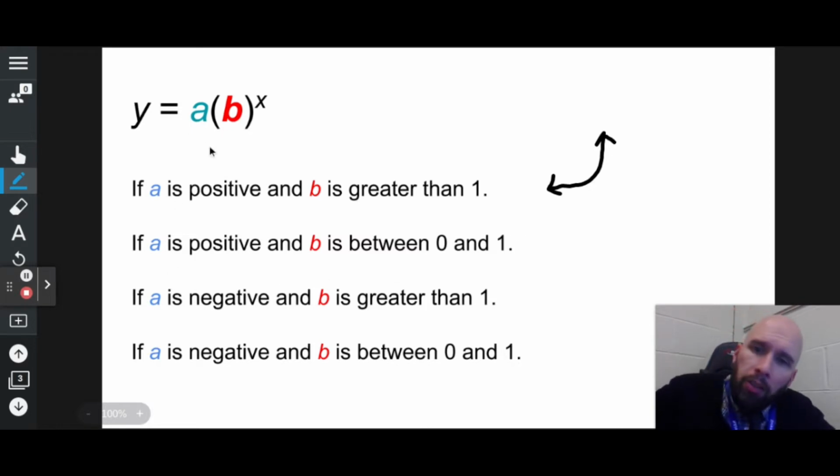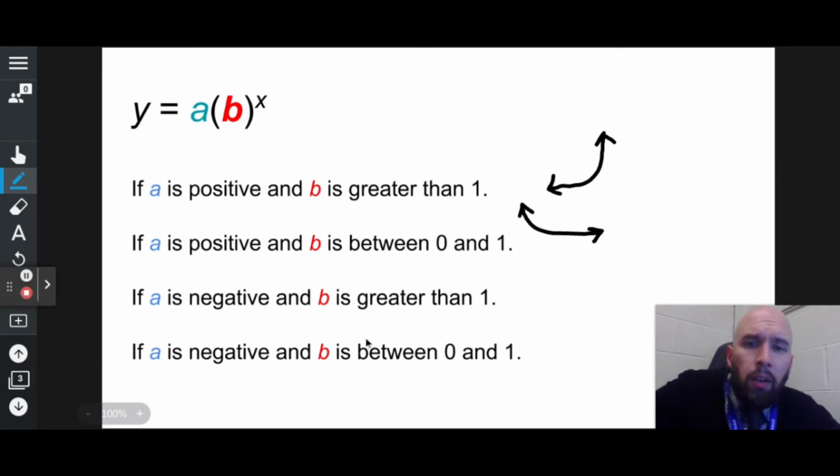But if A is positive and B is in between 0 and 1, so like a fraction, it's going to look like this. Go like that and then flatten its way out. And if you're wondering why, it's because you already have a number, and say B is a half, you take half of it, half of it, half of it. So it gets smaller.